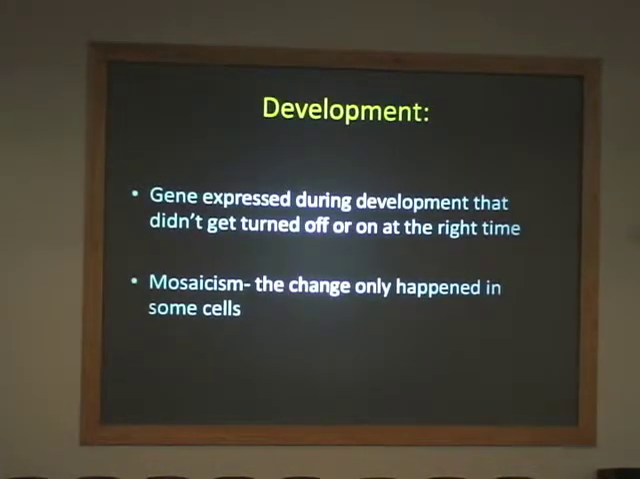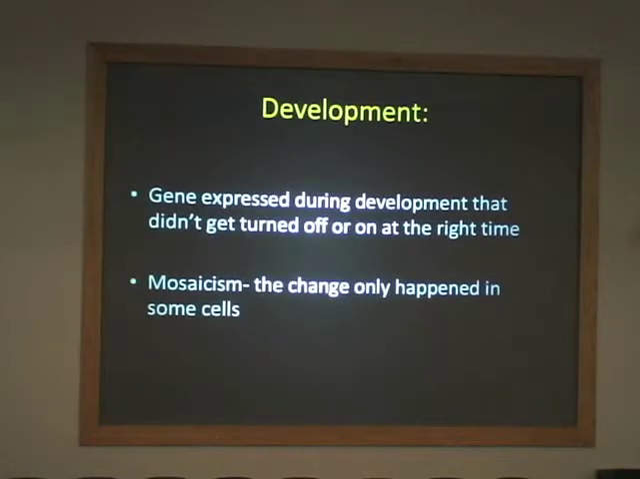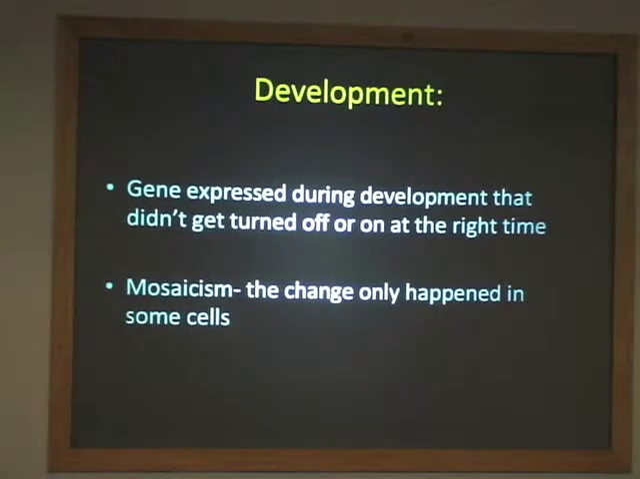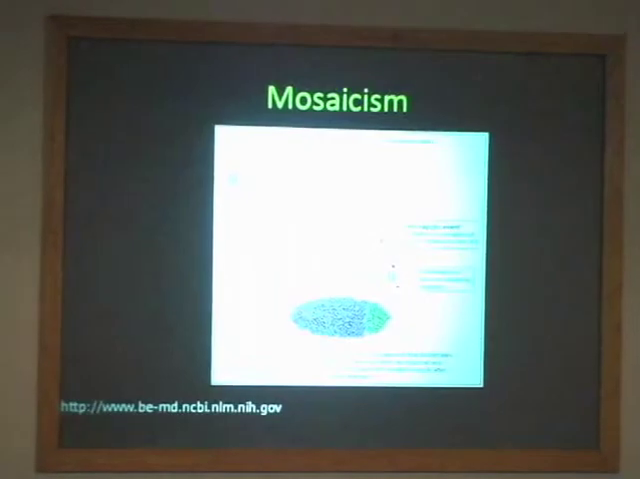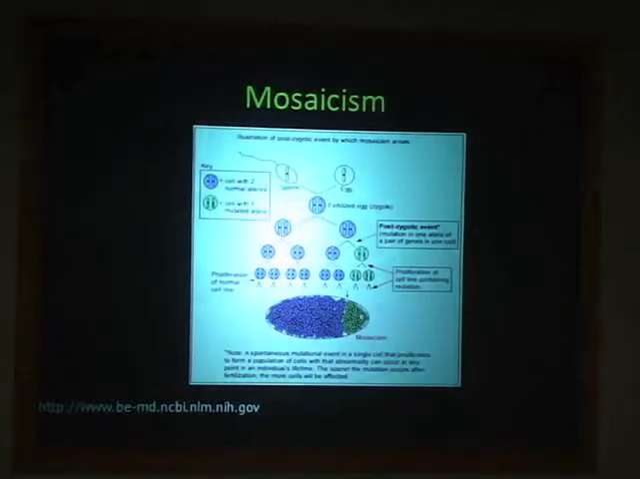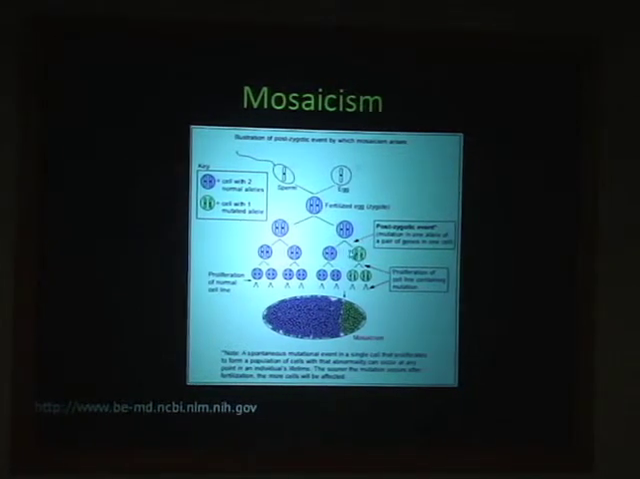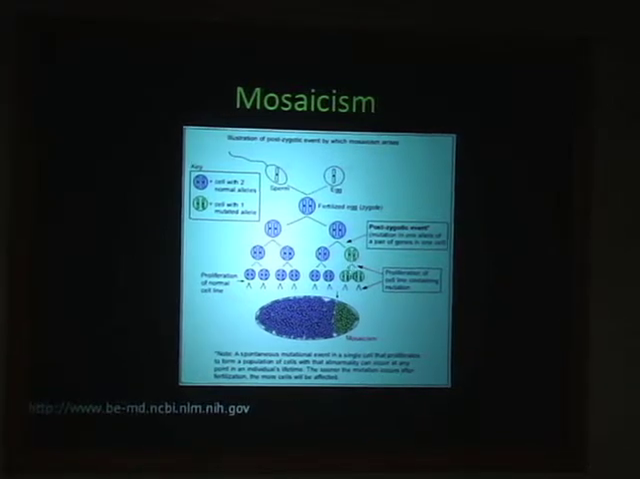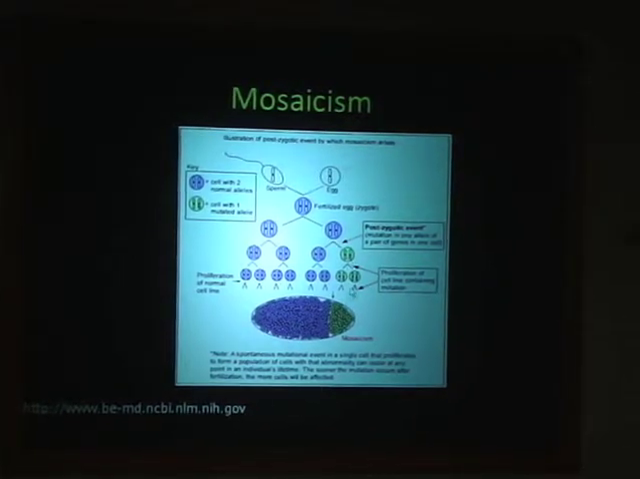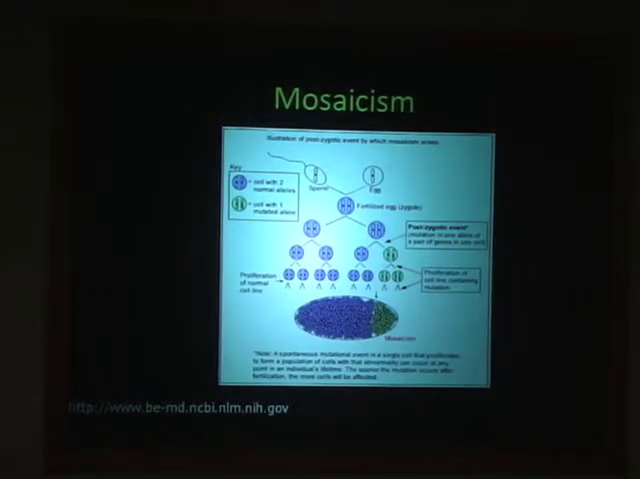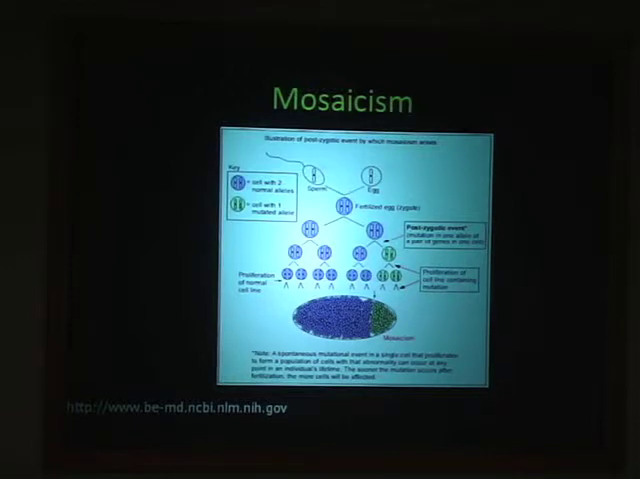And so we think maybe a gene didn't get turned on or off or got turned on too much at a certain time during development, or maybe there was a change that only happened in some cells as they were dividing, and that we call mosaicism. And this is just a picture showing that, where you had the 2 cells and you had 4 cells, but at this 4-cell stage, 1 cell had a change, and then all the cells that come from that cell will now carry that change. And so that's what we call mosaicism. And so only some tissues in the body are affected.